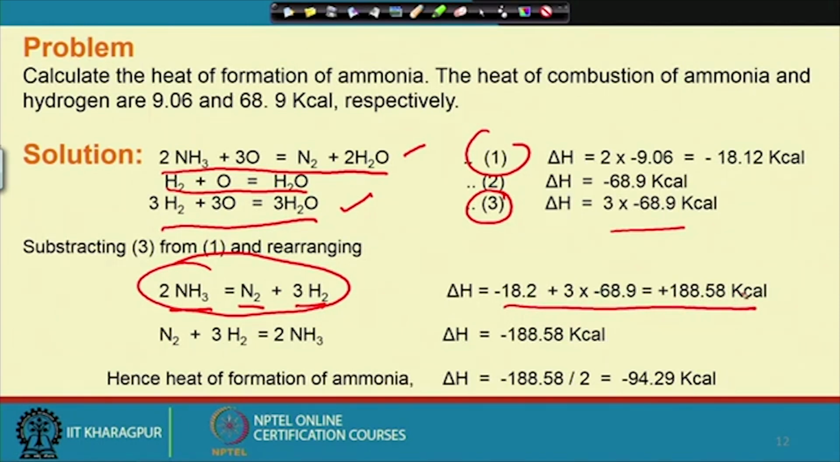188.58 kilocalories. Now, this is the ammonia degradation, but we want to calculate the heat of formation of ammonia. So, it will be the reverse reaction in the other direction, so it will be negative. This is positive in the case of degradation, but in formation it will be negative. So, the heat of formation for 2 moles of ammonia is 188.58 kilocalories. Per mole of ammonia, dividing by 2, that is 94.29 kilocalories.